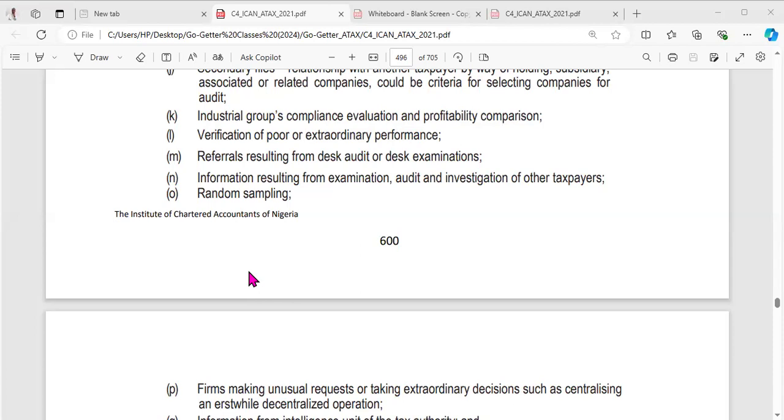The 10th file. This is random sampling. You just close your eyes and pick. Or they put different taxpayers' names in a bottle, and you shake the bottle, raffle draw, and you just pick. This is random sampling.